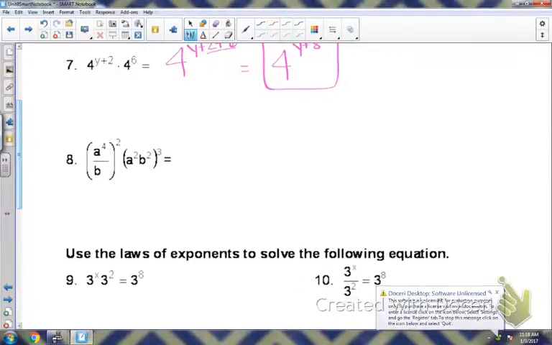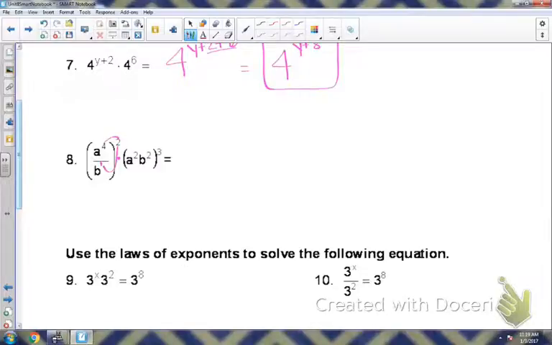Okay, so number 8. We have 2 different sets of parentheses. So what I would do first is evaluate the first one, then evaluate the second one, and then when you get those 2, multiply them together. Okay? So I'm going to distribute this squared on the inside. Remember, you have to distribute it to both of them. If there's not an exponent there, it's a 1. So that would be a, we're doing a power to a power, we're distributing it inside, so we're multiplying a to the 8th over b squared, because 1 times 2. There's my first part. Just going to bring down the multiplication there.